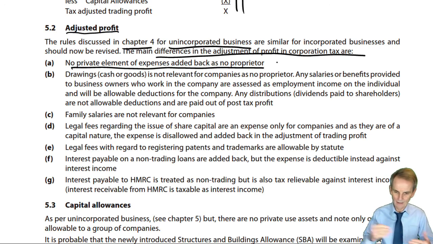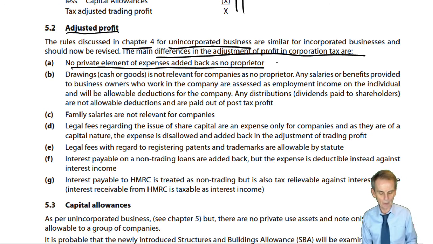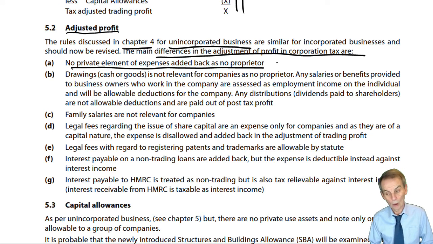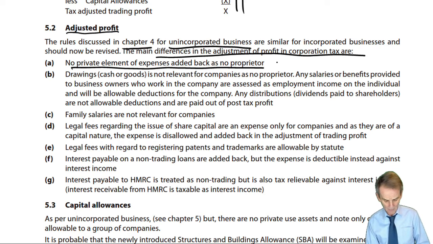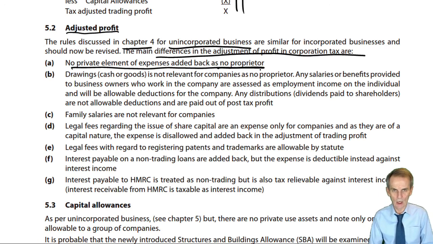The individual was living in a property above the shop that they ran, and therefore rent and rates, electricity, and other various running expenses of a property were partly private and partly business. None of that is going to be an issue here. There's no private use issue. There's no proprietor. The owners of the business will be shareholders.